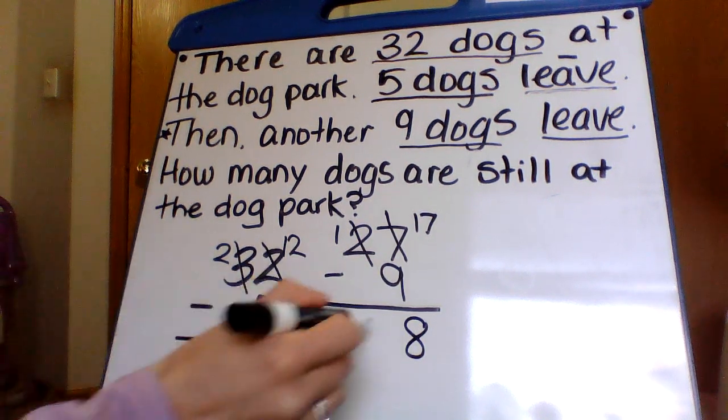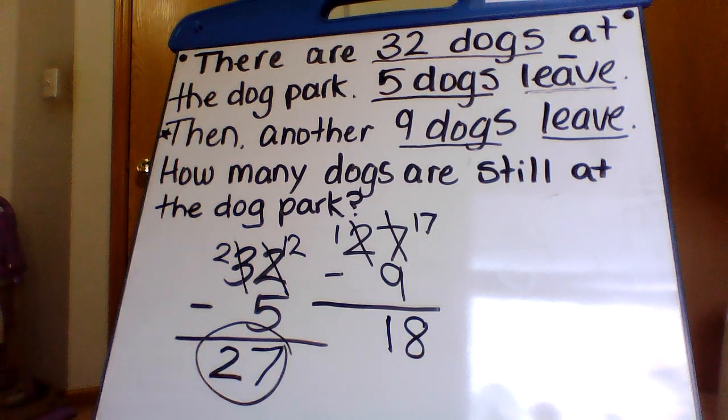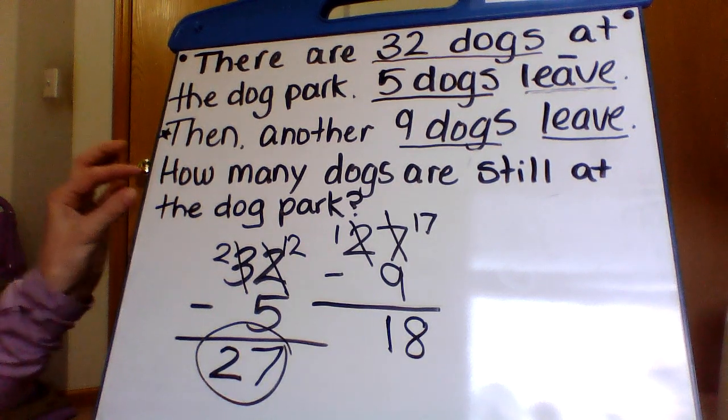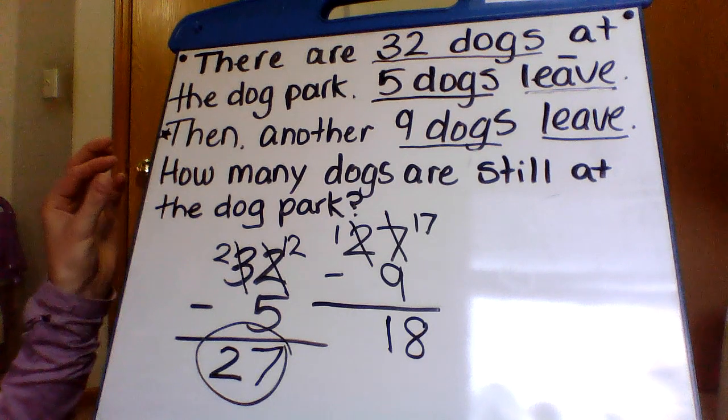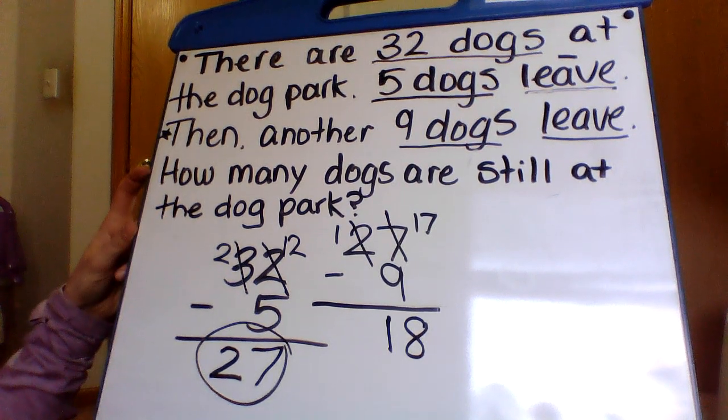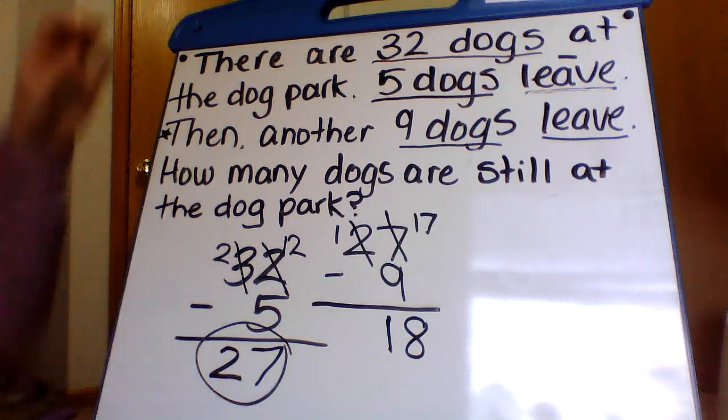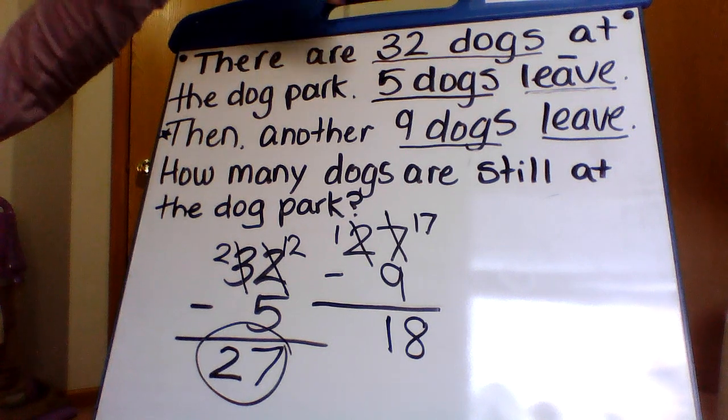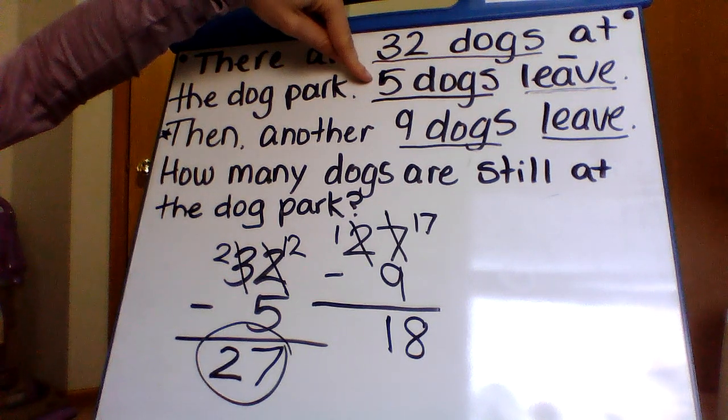And then carry down your 1. So now, again, always go back and check to make sure you answered the question. It says, how many dogs are still at the dog park? Well, I know I started with my 32.